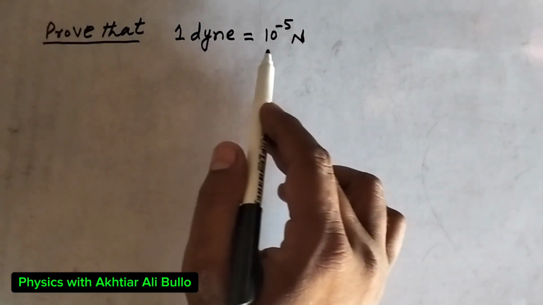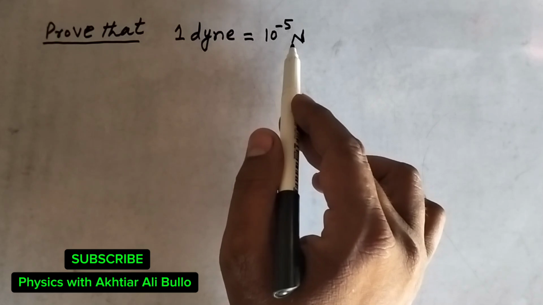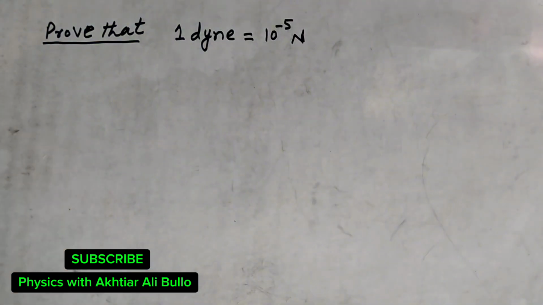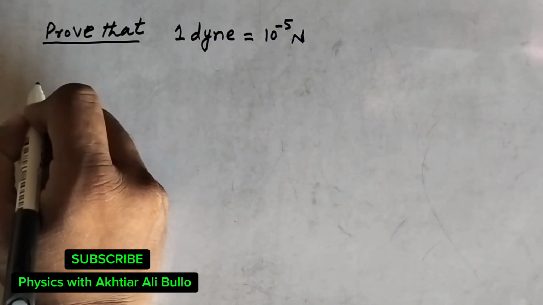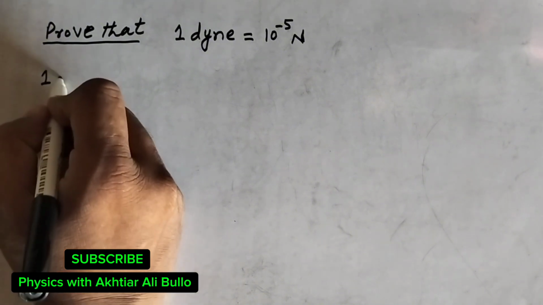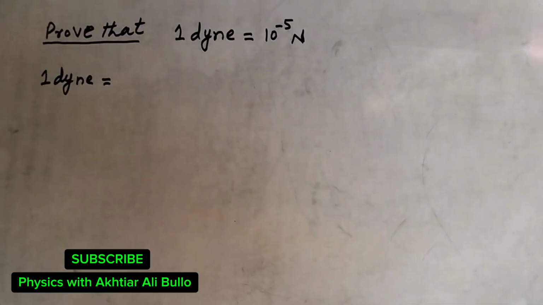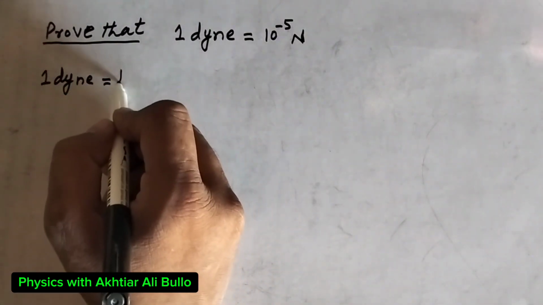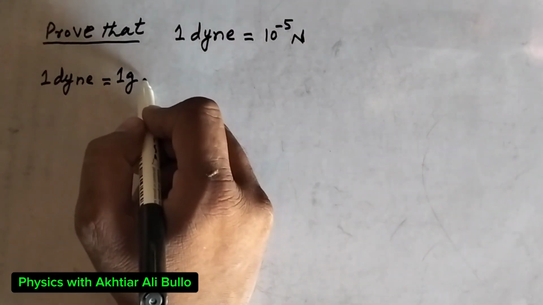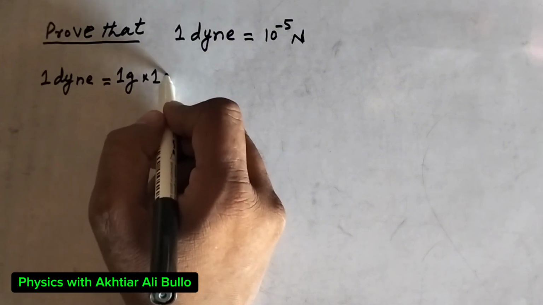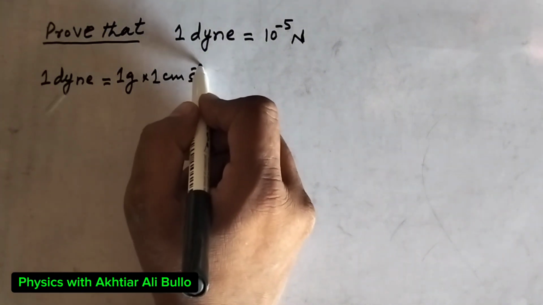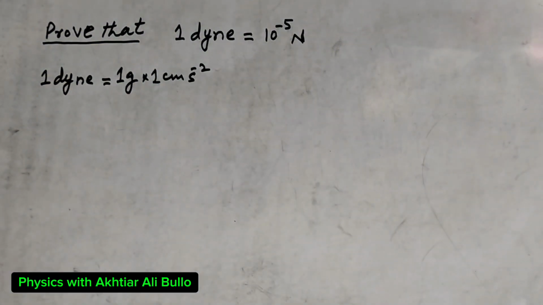Prove that 1 dyne is equal to 10 raised power minus 5 Newton. 1 dyne is equal to 1 gram into 1 centimeter per second square.